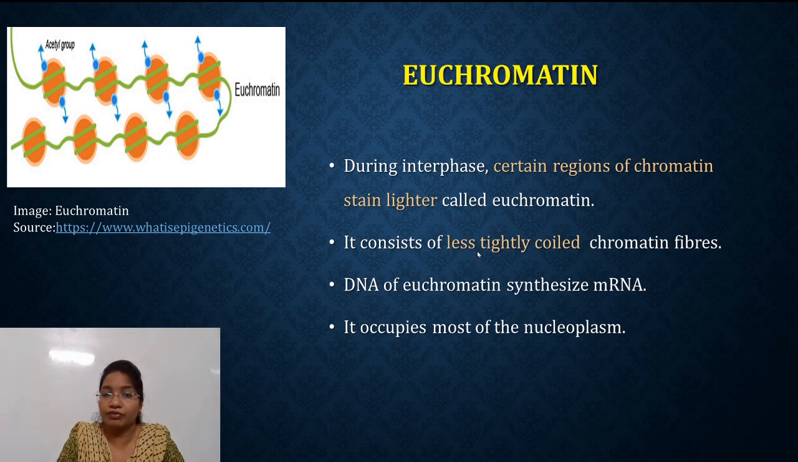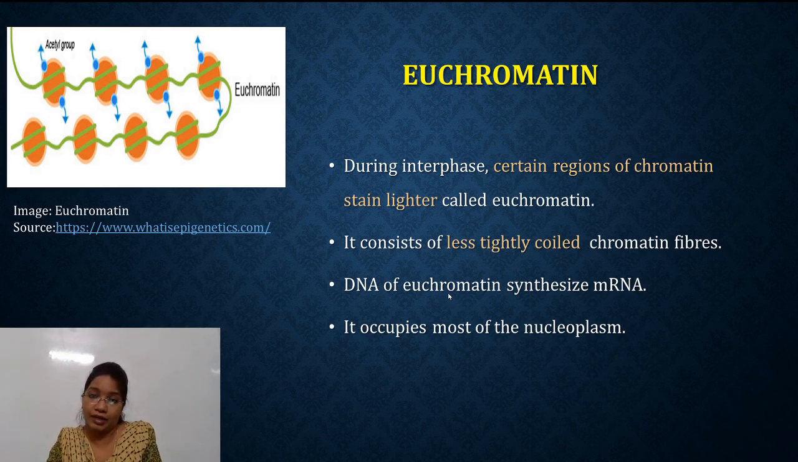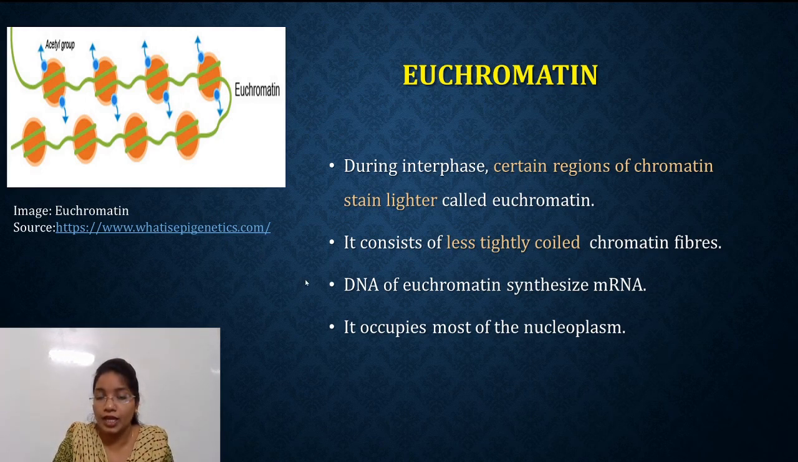But the basic difference between heterochromatin and euchromatin is that the DNA of euchromatin synthesizes mRNA, whereas the DNA of heterochromatin does not synthesize mRNA. Because eu means true, they synthesize mRNA, and it occupies most of the nucleoplasm. So this is the euchromatin.